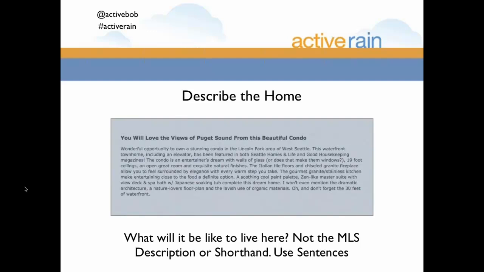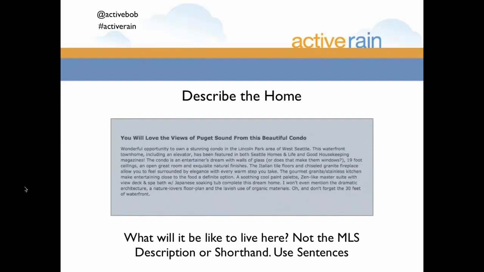So we're not going to just copy and paste the MLS description. We're not going to use shorthand. We're actually going to write this out in paragraphs and sentences. One of the reasons we do that is because the search engines are getting a heck of a lot better at understanding written language. So they can identify that this was done by a real live person, and it was written in a manner that the consumer who lands there is going to understand a little better, right? It's done in sentences and paragraphs.